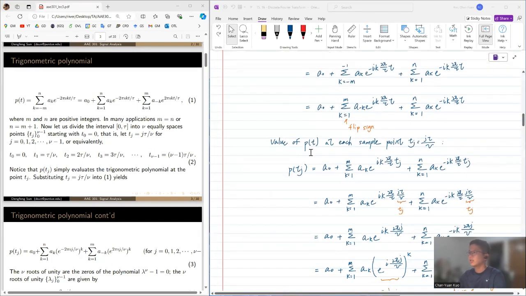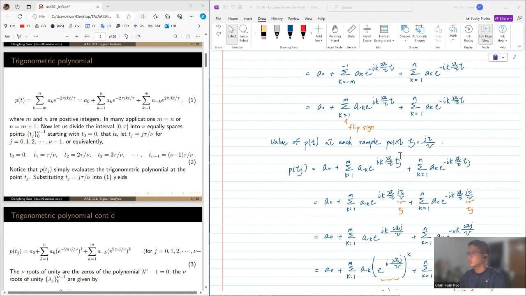And now let's look at the value of the approximation function at each sample point tj. And tj here is equal to j tau over nu. So to obtain the value of the approximation function at each sample point, we simply substitute t equals tj into the expression of p of t. And this will give us a naught plus the summation of a negative k times e to the I k 2 pi over tau times tj, and k is from 1 to m, plus the summation of ak times e to the negative I k times 2 pi over tau times tj, and k is from 1 to n.